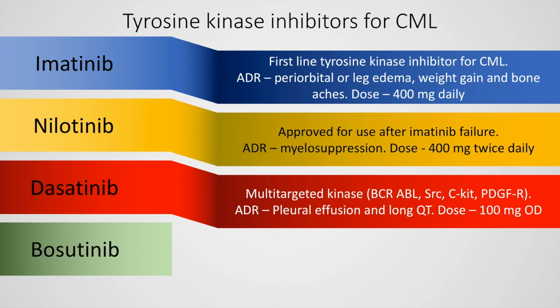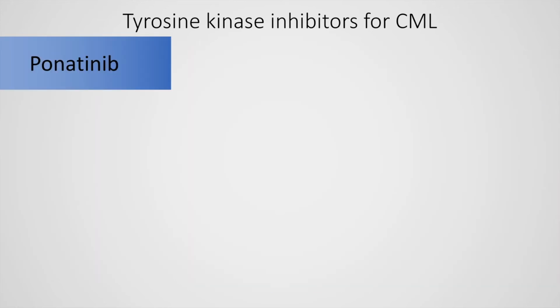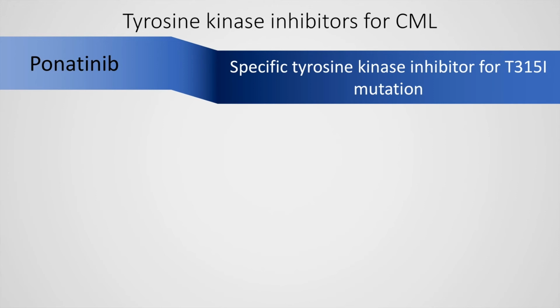The fourth tyrosine kinase inhibitor is bosutinib, which is a dual SRC-ABL inhibitor and is to be used after imatinib has failed. The adverse drug reactions for bosutinib include diarrhea and rash, and it is given at a dose of 500 milligrams once a day. The last tyrosine kinase inhibitor is ponatinib, which is specific for the T315I mutation.